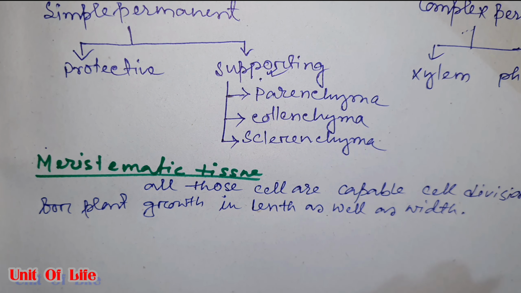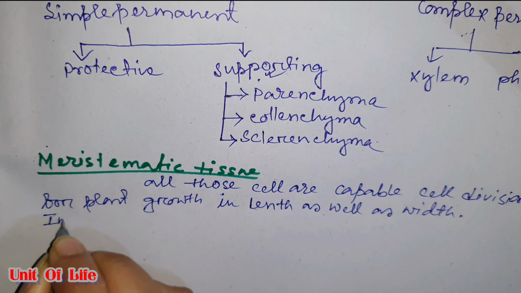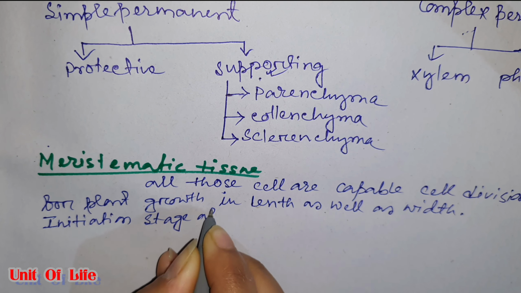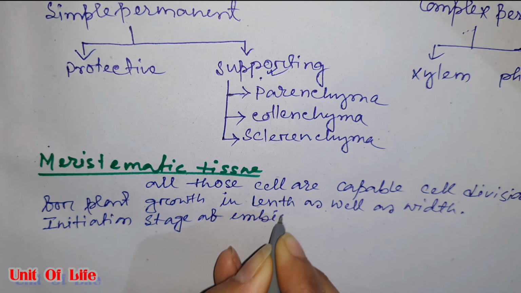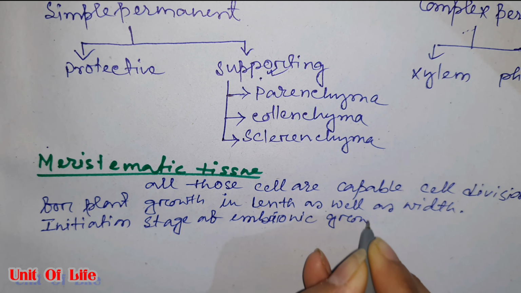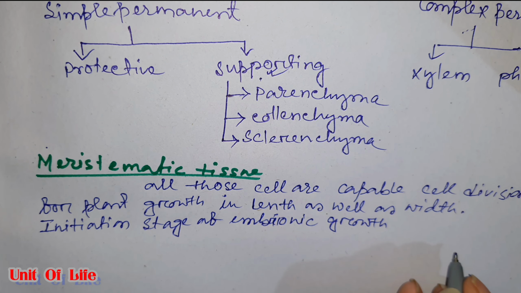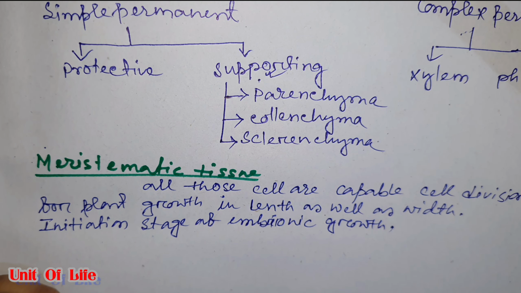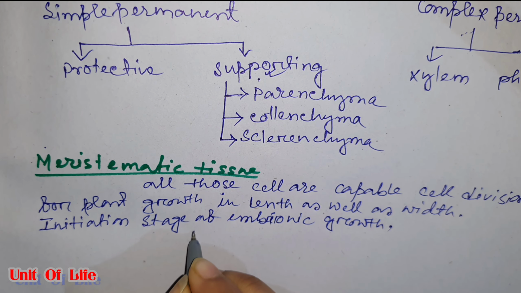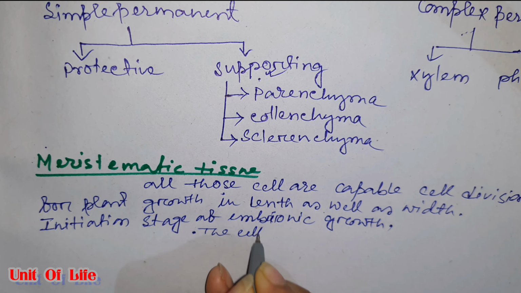The plant tissue that helps to increase the height and diameter of the plant, we will call meristematic tissue. An initial stage of embryonic growth is also promoted by meristematic tissue. This type of cell divides rapidly and continuously, as a result of which the plant gains height, and this group of actively dividing cells forms the meristematic tissue.